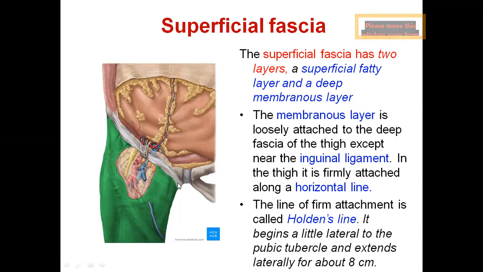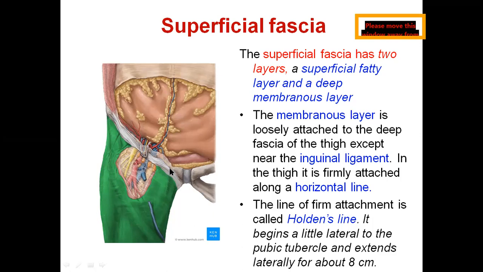So in the thigh it is firmly attached along this horizontal line. This line of firm attachment is called Holden's line, which starts a little lateral to the pubic tubercle. If you remember, this point is the pubic tubercle.